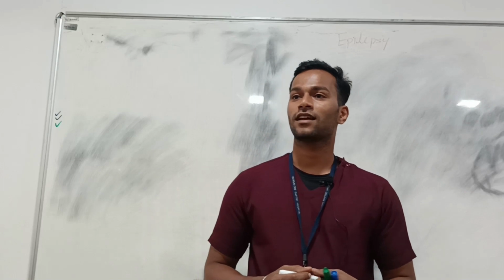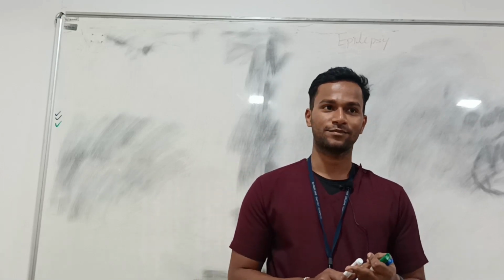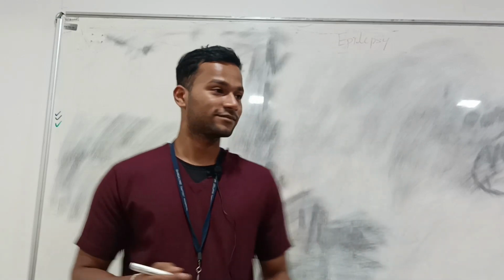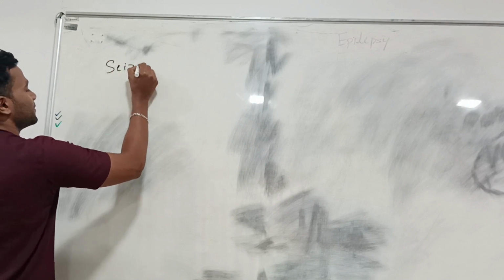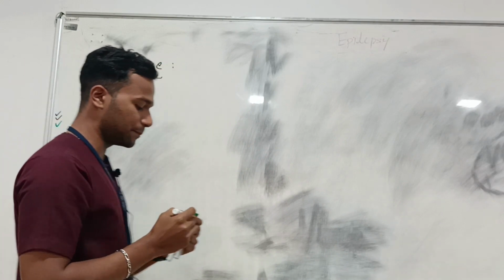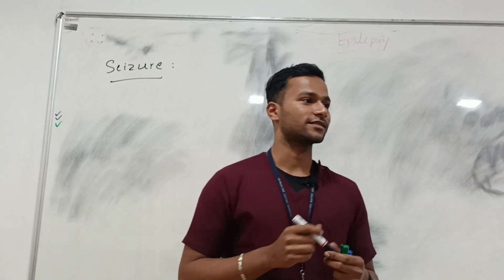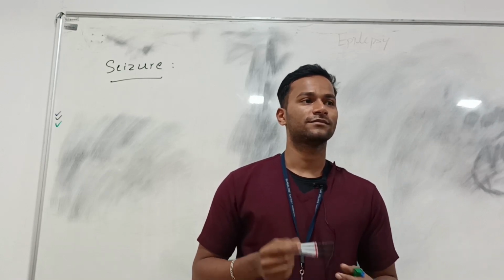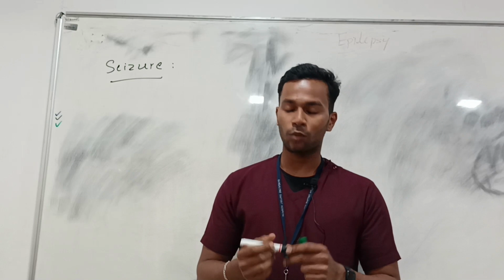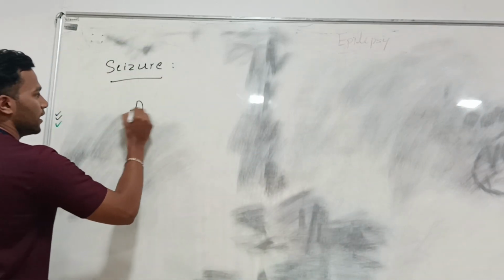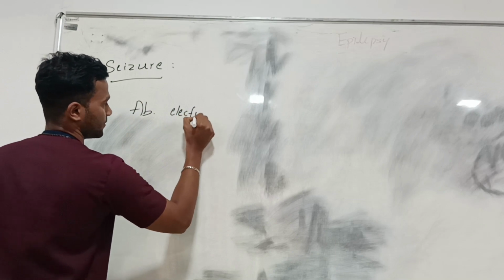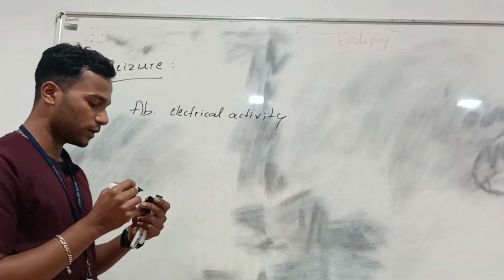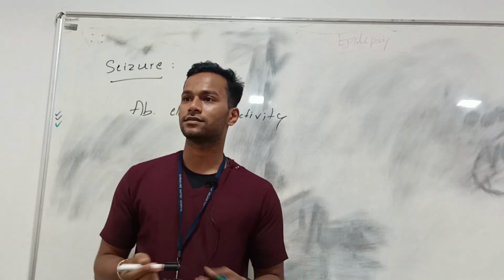Multiple episodes of seizures. So now the question is, what is a seizure? You know that epilepsy is multiple episodes of seizures. So, what is a seizure? It's an abnormal electrical activity. You know that it is abnormal electrical activity due to which what happens?